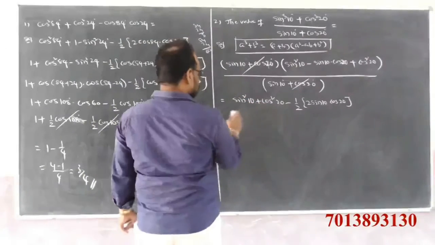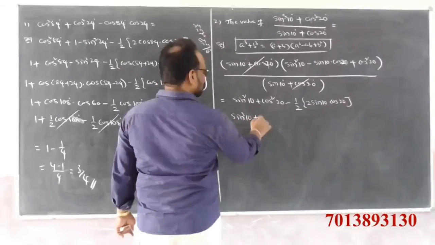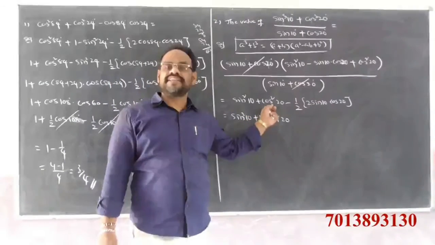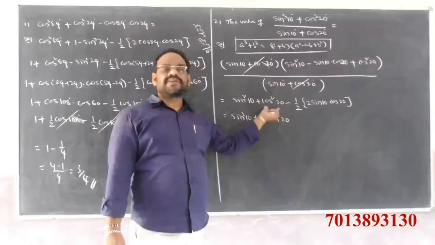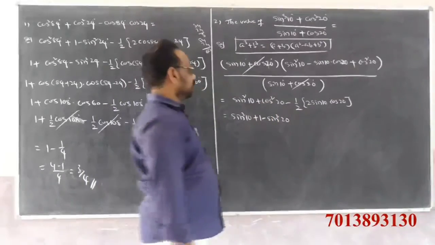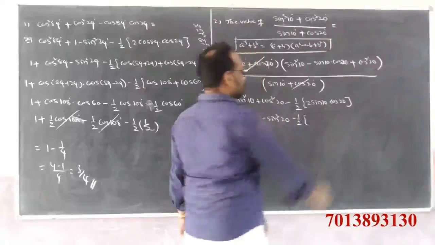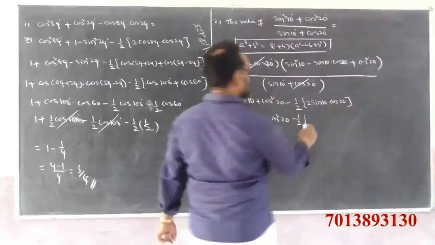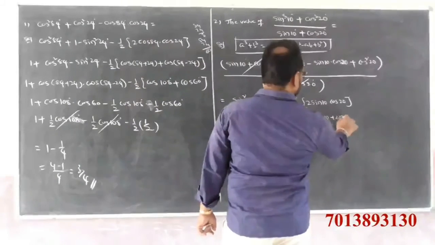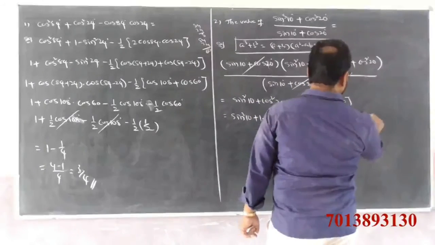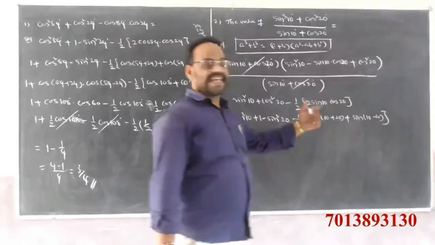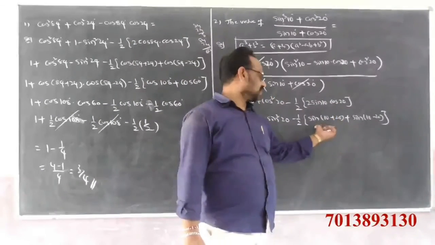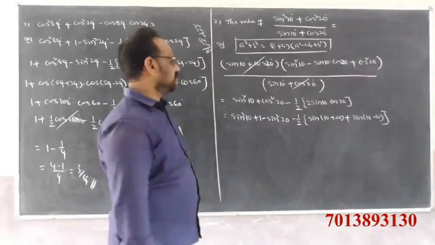So this can be written as sin square 10 plus 1 minus sin square 20, since sin square theta plus cos square theta equals 1, so cos square theta equals 1 minus sin square theta. Then minus 1 by 2 into, we have a formula: 2 sin a cos b is nothing but sin sum plus sin difference.